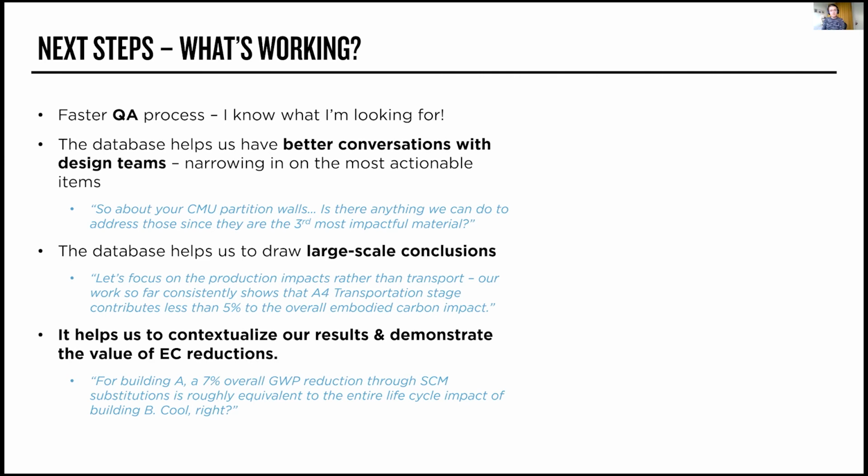The second thing is the large scale conclusions. One direct impact is, I think a lot of people have heard about food miles and are concerned about the transportation of materials to site. But thanks to a database, you can look at the overall aggregate view and say, hey, let's not focus there actually. Like, we've consistently seen that this contributes less than 5% to the overall embodied carbon impact. So let's focus on product and manufacturing of the materials that we specify.